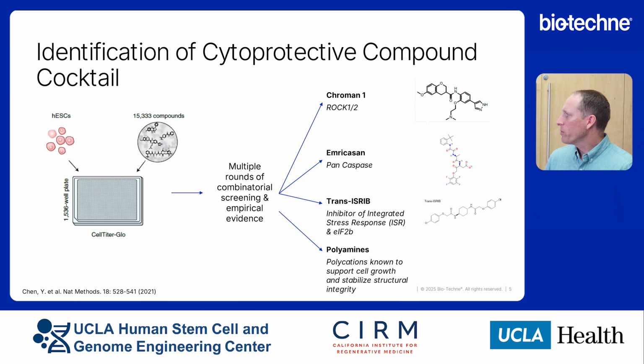So the first paper started with looking at about 15,000 compounds and doing a basic high throughput screen, where the compounds were plated out in 1536 well plates and HES cells were plated on top. Basically they looked to see whether there are compounds that helped these cells grow out and not die in the plate. And they used the CellTiter-Glo assay to do this.